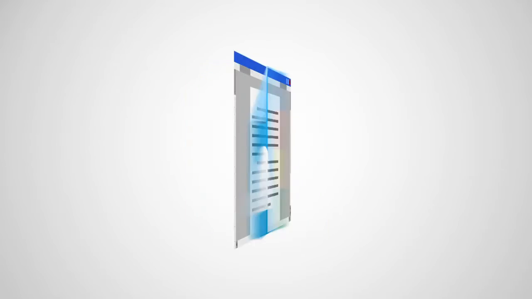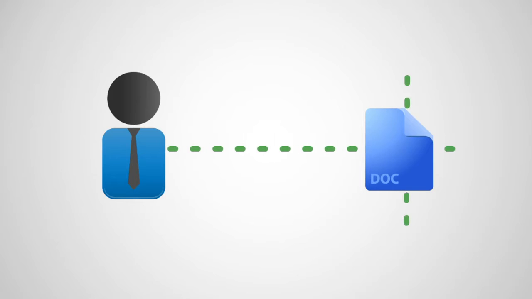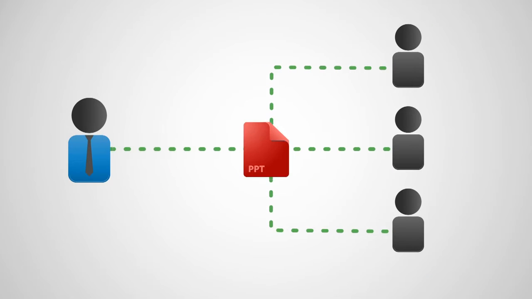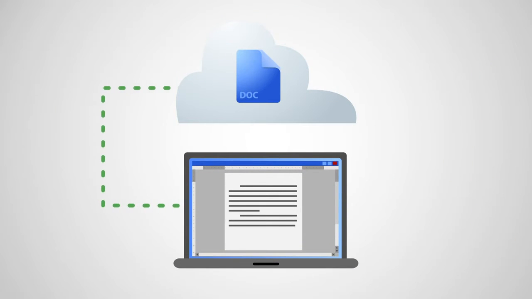Google Cloud Connect for Microsoft Office is a free plugin that lets you share and simultaneously edit Word, PowerPoint, and Excel files with other people. With Cloud Connect, you can sync your Microsoft Office files to the Google Cloud without ever leaving Office.